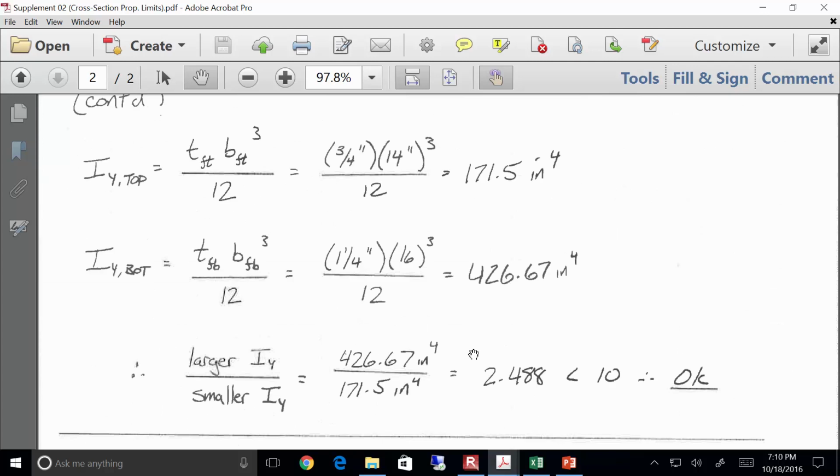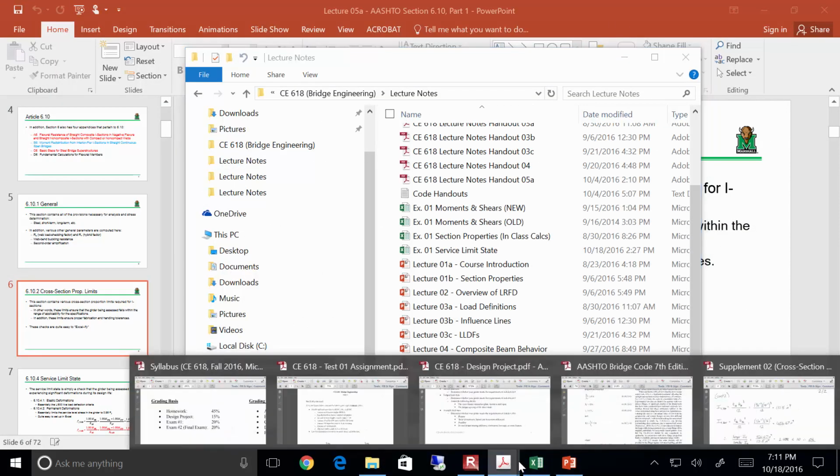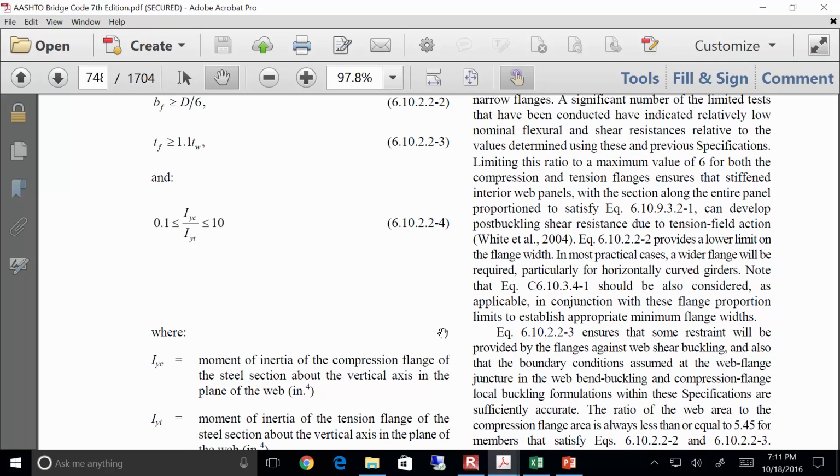Now, your last one states that the ratio of IYC over IYT has to be between 0.1 and 10. Let me go back and explain again what that is intended to govern. Remember, we're looking at I-beams. As the engineer, you have the power to tailor those flange sizes and web sizes to whatever load demand you need. Make sense?